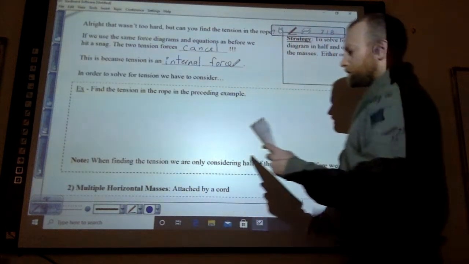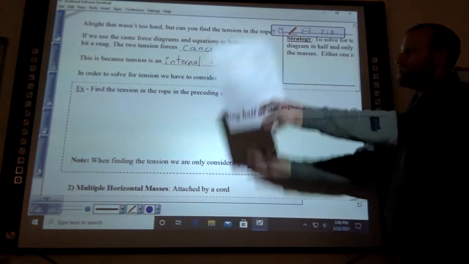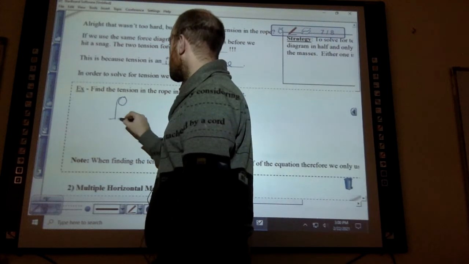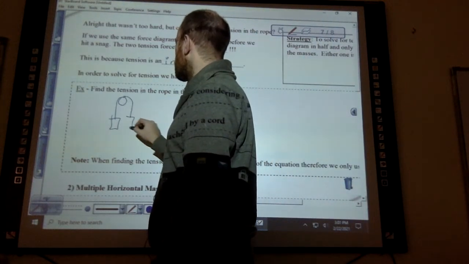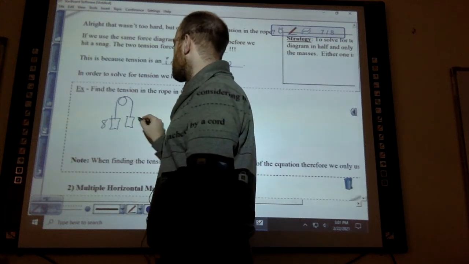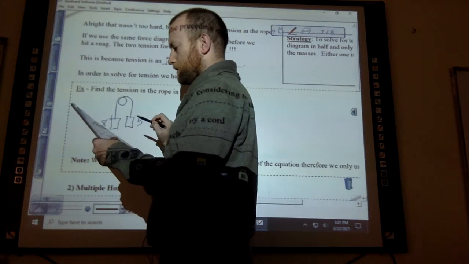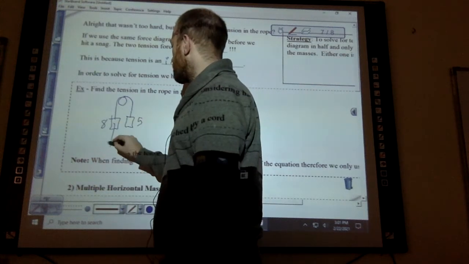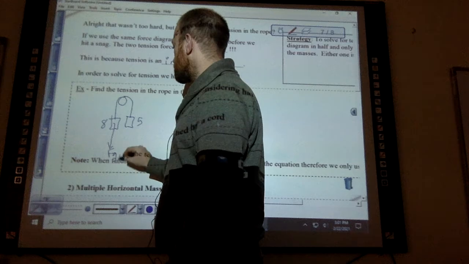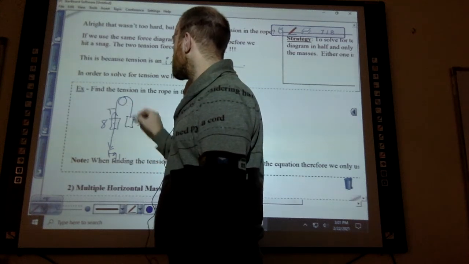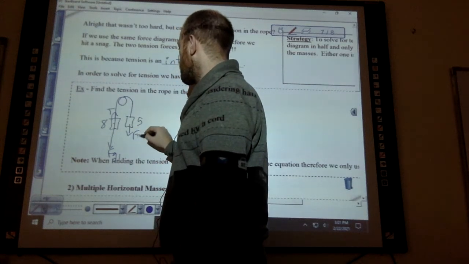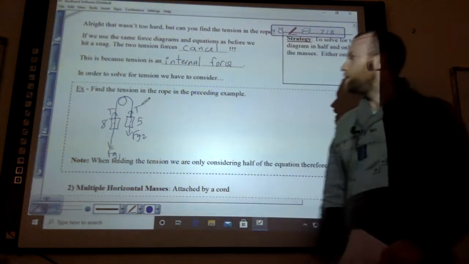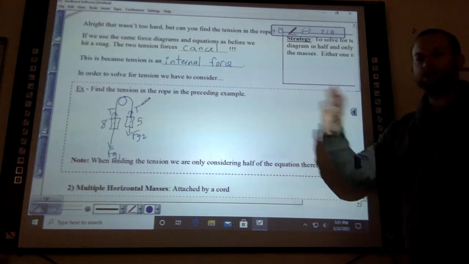As I already spoiled, we need to just use one of the masses. If I quickly draw out the situation we have on the other page, this one was 8, this one's 5, right? That's what I did. And if I redraw the forces, Fg1, tension, Fg2, tension, and now we want what is the tension. So we're just going to look at one.